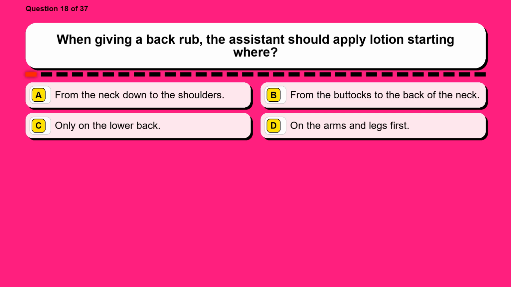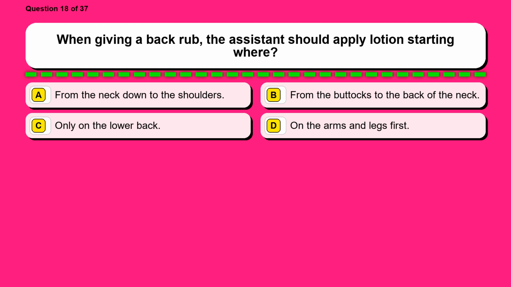Question 18. When giving a back rub, the assistant should apply lotion starting where? Option A, from the neck down to the shoulders. Option B, from the buttocks to the back of the neck. Option C, only on the lower back. Option D, on the arms and legs first.